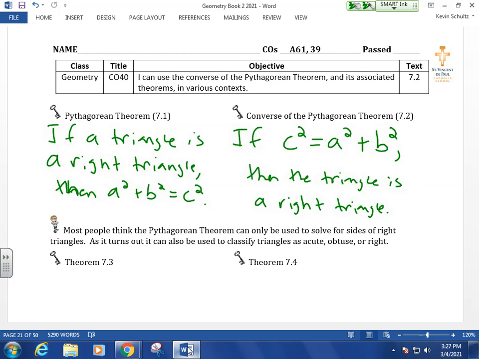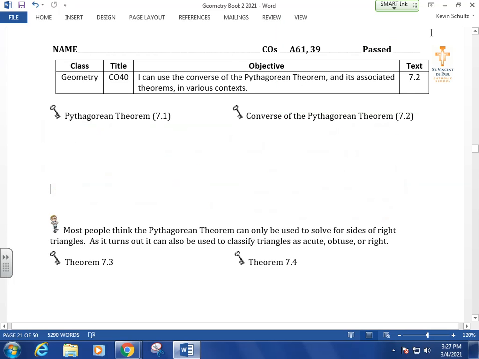The converse of the Pythagorean theorem is used so that if we know the three sides of a triangle, we can determine whether or not the triangle is a right triangle. If we know what a, b, and c are, we can test to see if a squared plus b squared does in fact equal c squared, then we know the triangle is a right triangle. If it doesn't equal c squared, then we know it's not a right triangle. And we can take this a little bit further to also determine if a triangle is acute or obtuse. And that's where theorem 7.3 and 7.4 come into play here.